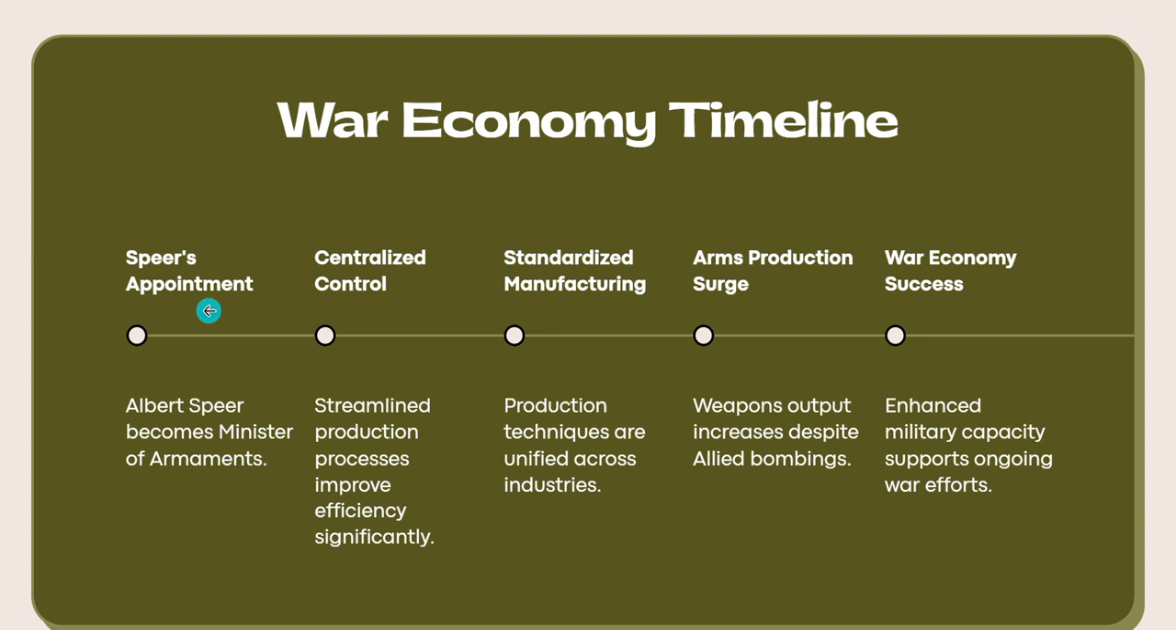Now here, Albert Speer became the Minister of Armaments. He streamlined the production process to improve efficiency, and production techniques were unified across the industry. Weapon output increased despite Allied bombing, which enhanced military capacity. Now, economic weakness: there was over-dependence on conquered countries for resources, a shortage of oil and raw materials, destruction from Allied bombing, and a lack of long-term financial stability, which weakened the economy of Germany.